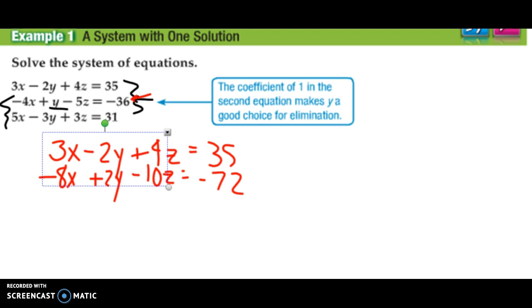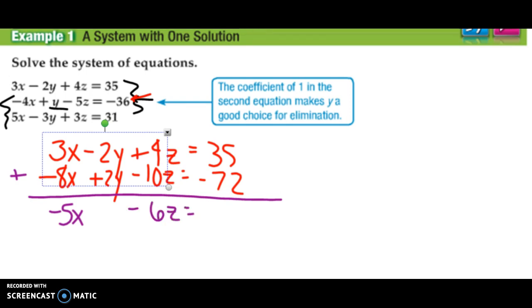Okay? And so what I can do then is I can just add down. So 3x plus negative 8x is negative 5x. Negative 2y plus 2y goes away. And 4z plus a negative 10z is going to be negative 6z. And now positive 35 plus a negative 72 is going to be negative 37. Okay? So I have one equation left that has an x and a z in it.